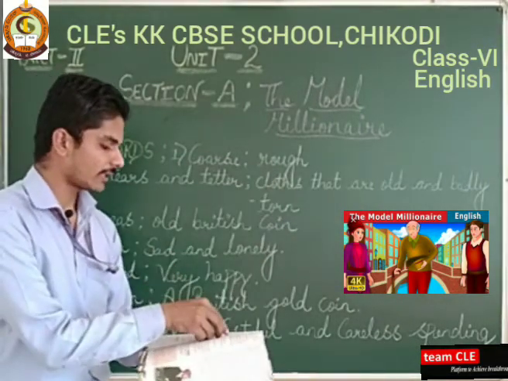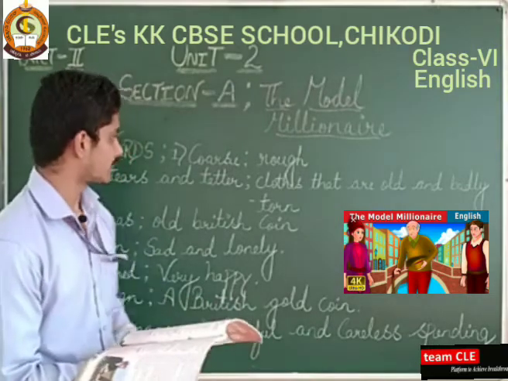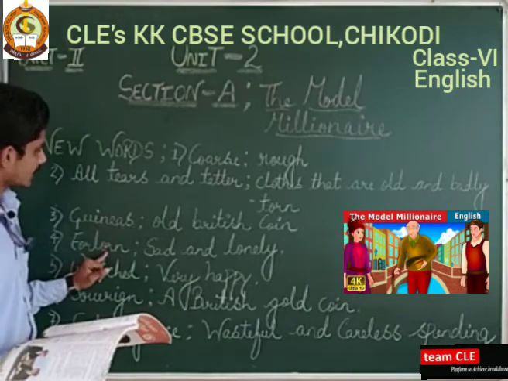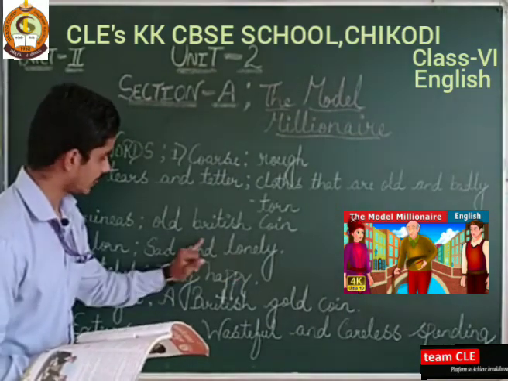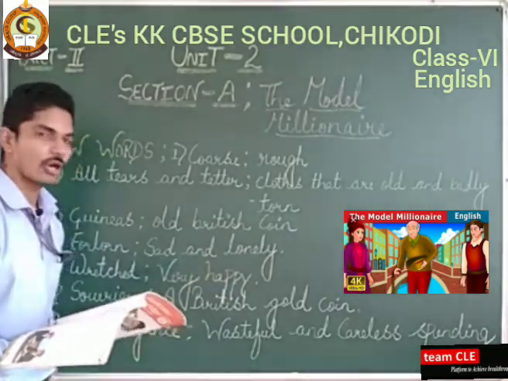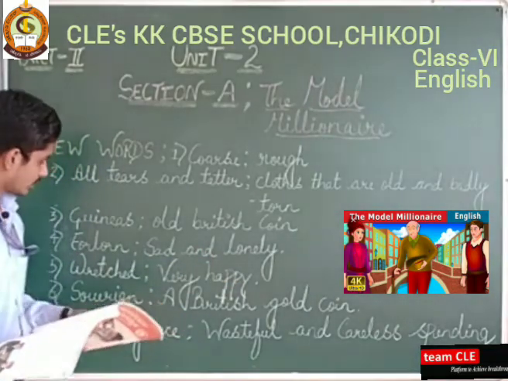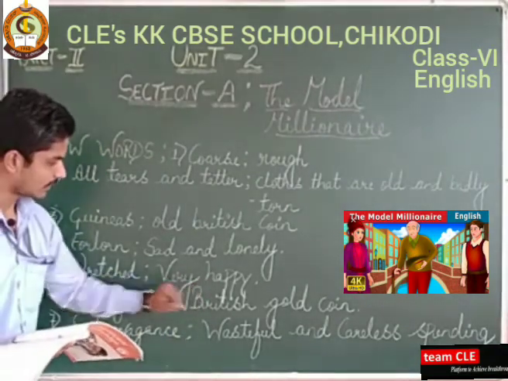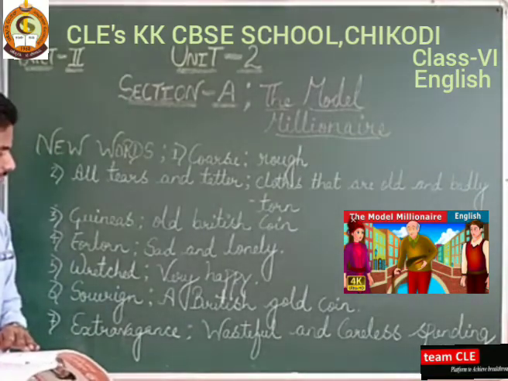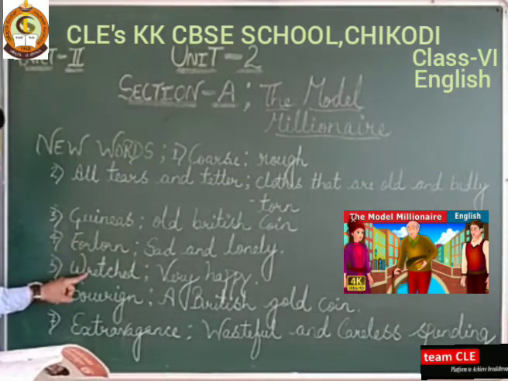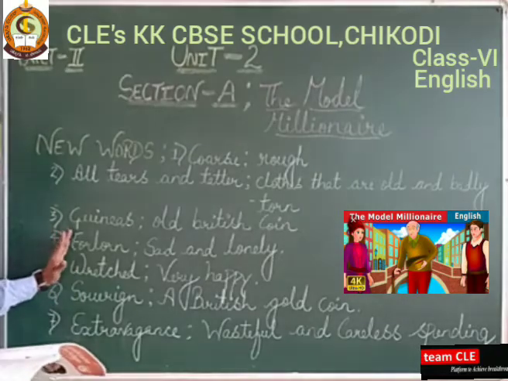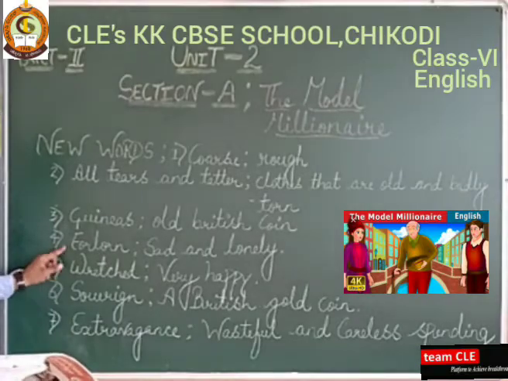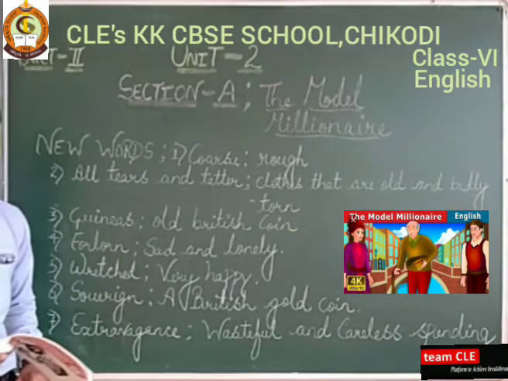So I have written here on the board. You can see, forlorn means sad and lonely. It's called forlorn. Then what is wretched? Wretched is very happy. So see students, what a coincidence. Here forlorn is sad, wretched is very happy. So students, it is a very important part of the vocabulary section. So you should write down these two words in your notebooks. Have a proper note.